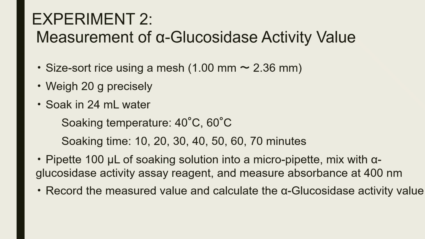The soaking temperatures were 40 degrees Celsius and 60 degrees Celsius, respectively, with a total soaking time of 70 minutes. Every 10 minutes, 100 ml of the soaking solution was aspirated into a micropipette, mixed with the alpha-glucosidase activity measurement reagent, and the absorbance at 400 nm was measured. The measured values were recorded, and the alpha-glucosidase activity values were calculated.